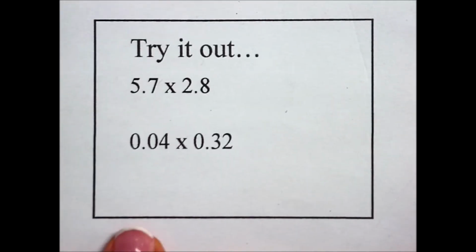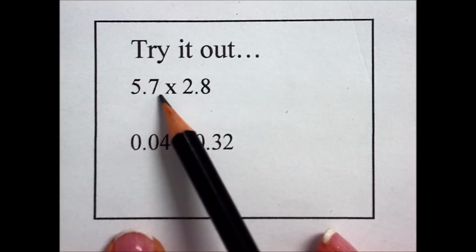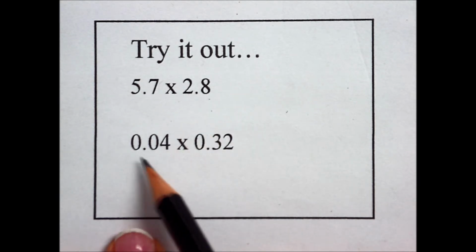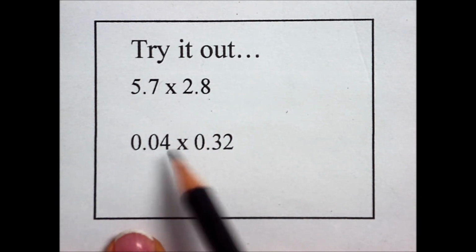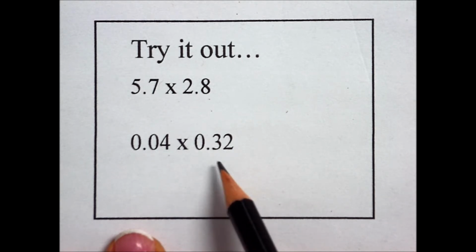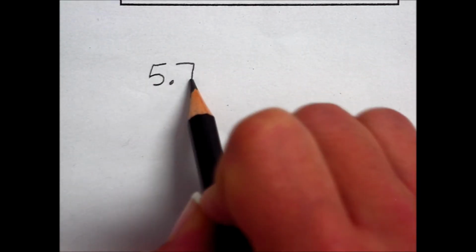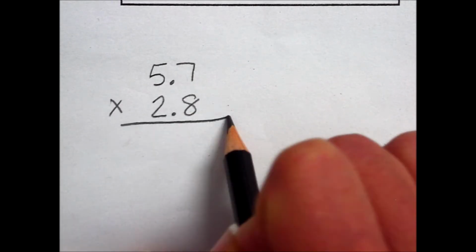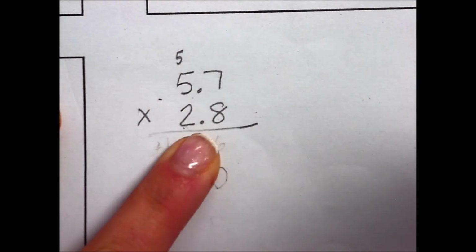Let's try it out. Okay, we have 2 problems. 5 and 7 tenths times 2 and 8 tenths. We also have 4 hundredths times 32 hundredths. I'm going to scoot my paper to the side because we do have more digits to work with. All right, first we're going to do 5 and 7 tenths times 2 and 8 tenths. So now we're ready to multiply.